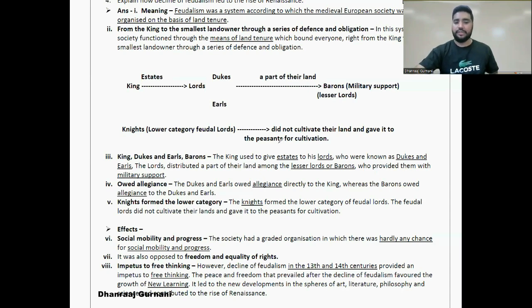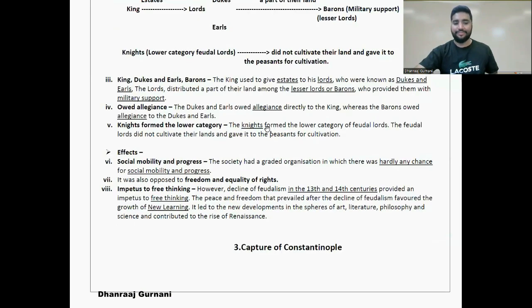Now, what were the effects of this feudal system? Point number 6, social mobility and progress. The society had a graded organization in which there was hardly any chance of social mobility and progress. So to climb up the order, it was not easy. You couldn't change your position so easily. You couldn't change your financial conditions so easily.